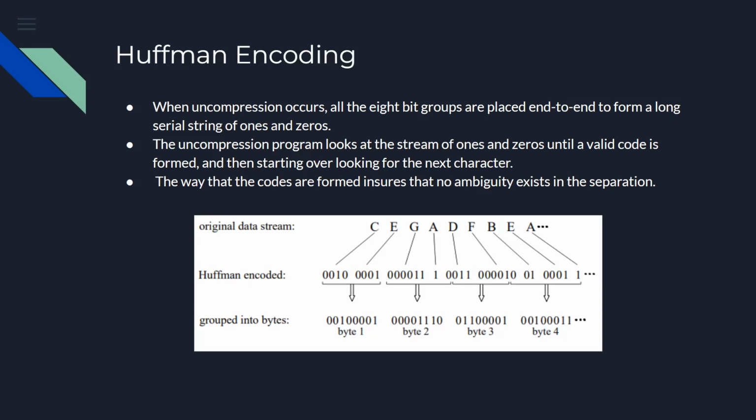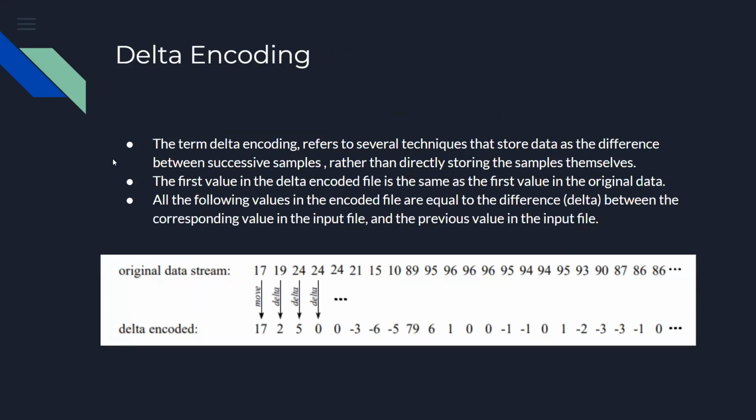Next, we'll be discussing delta encoding, which will be discussed by my friend Sandesh. So the term delta encoding refers to several techniques that store data as a difference between successive samples or characters rather than directly storing the samples themselves. The figure below shows an example of how this is done.